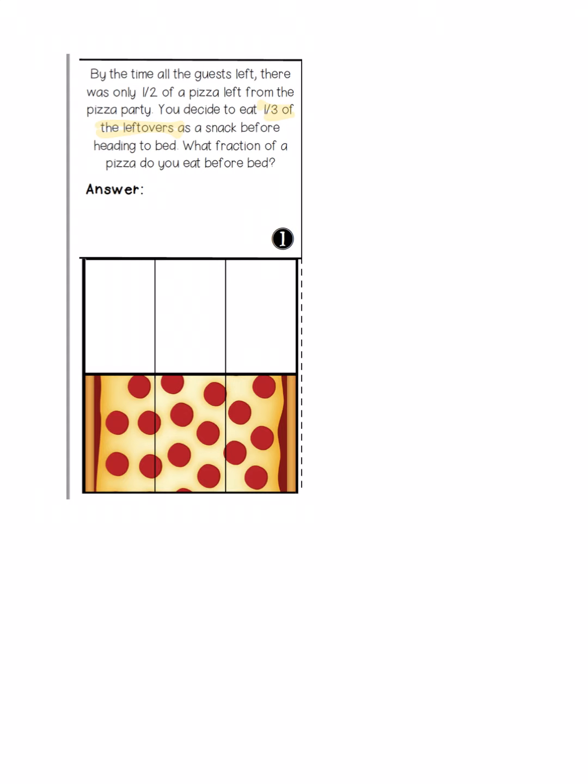Notice this word, we're eating 1/3 of the leftovers. So here we're taking a portion or a piece of a fraction. This is a signal to you that you need to multiply these two fractions. We're going to take 1/3 of 1/2.